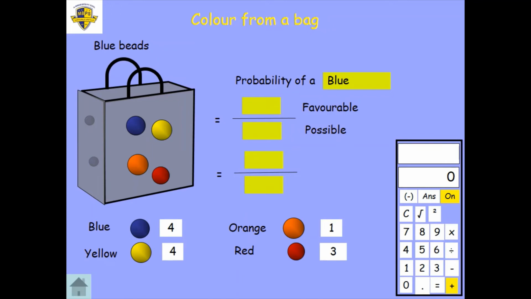Another example, he wants to find the probability of blue beads. My favorable is blue. Possible, I can get blue, yellow, orange, or red, right? How many blue do I have? I have 4. Possible, I have 4 blue, 4 yellow, 1 orange, and 3 red. The total number of them is 12. So the probability of blue is 4 out of 12. After I simplify it, it equals 1/3. So the probability of a blue equals 1/3.